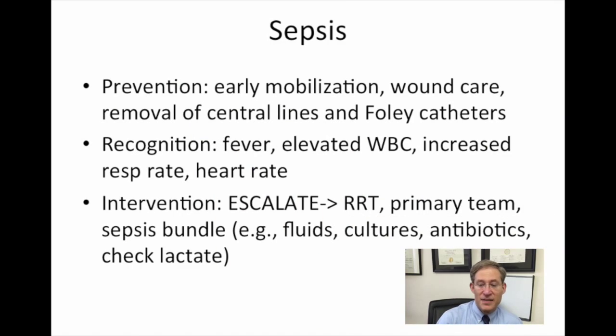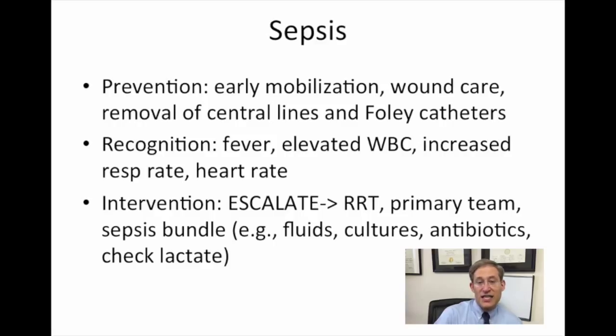Our next topic is sepsis. It's similar, but the cause of sepsis doesn't necessarily have to be pneumonia, but prevention again, early mobilization is key. For surgical patients, wound care is important for a recognition of a surgical site infection. Removal of central lines and Foley catheters as soon as is safe is absolutely crucial.